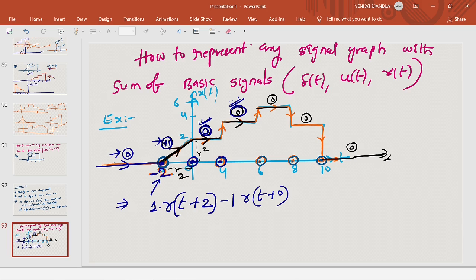And how much step we have to write? So how much change that step has? So here the step is increasing. So how many units is it increasing? The step size is 2 to 4. So this 2 to 4 is 2 units. So that is why we have to write the step size as 2, and the signal is u, the step signal, and we are writing this equation at t equal to 4. So that is why t minus 4, okay.